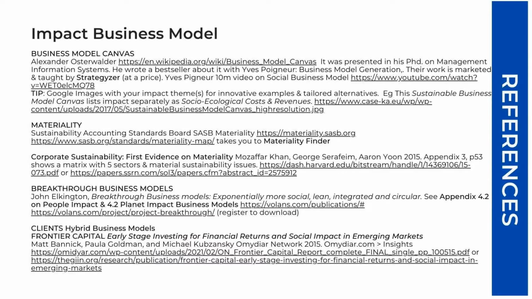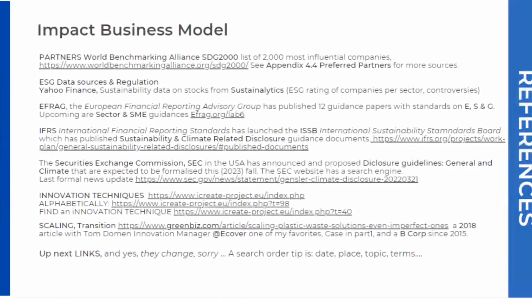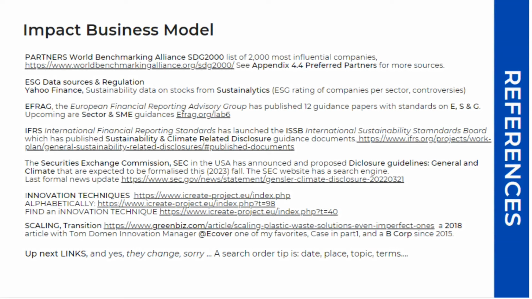This is the first reference page on the business model canvas: SASB's Materiality Standards and Finder for Companies and Sectors, John Elkington's Breakthrough Business Models, and Omidyar Network's Guide on Hybrid Income, Business Models, and Frontier Capital. The second reference page: the World Benchmarking Alliance and its SDG 2000 benchmark list of 2,000 companies, sustainability and impact reporting regulation bodies, innovation techniques collected by iCreate for small and medium-sized enterprises, and the scaling and transformation of Ecover.